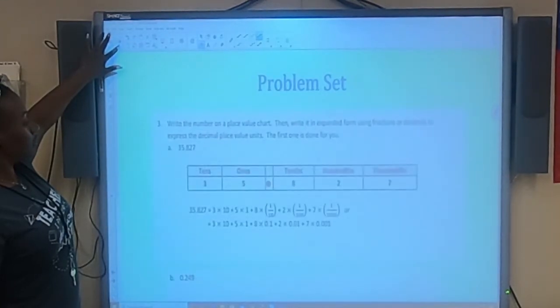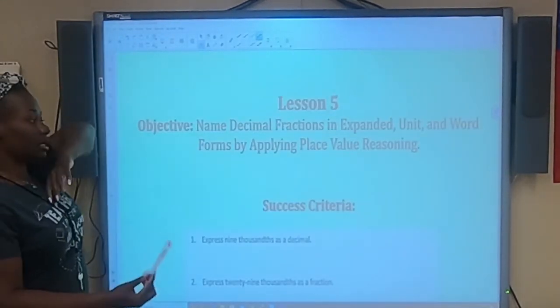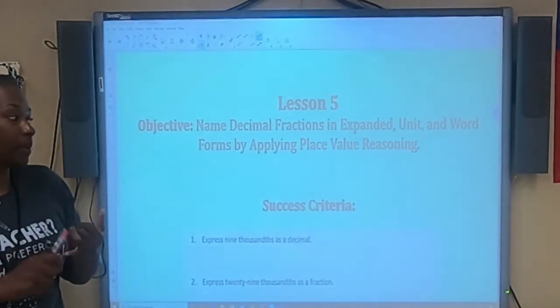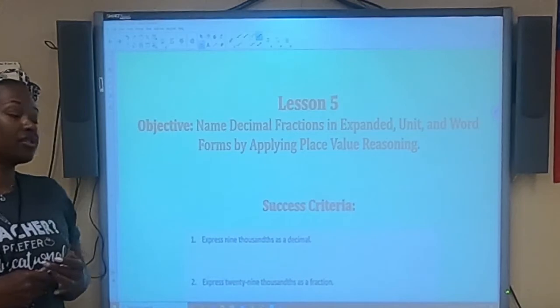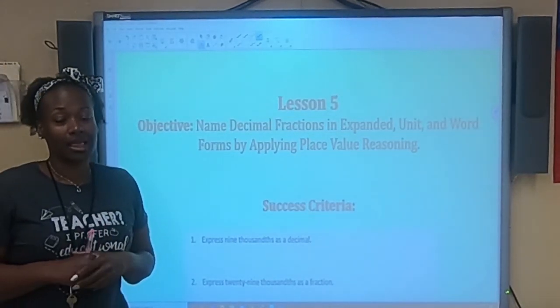Okay. So that's our lesson for today. And in this lesson, we learned how to name decimal fractions in expanded form, unit form, word form, and fraction form. And we applied place value reasoning to it. That's it for today.